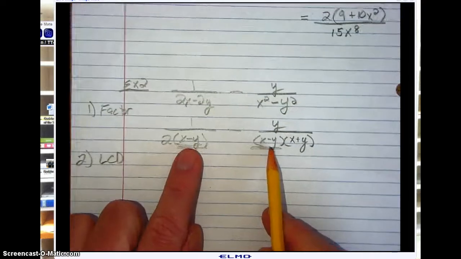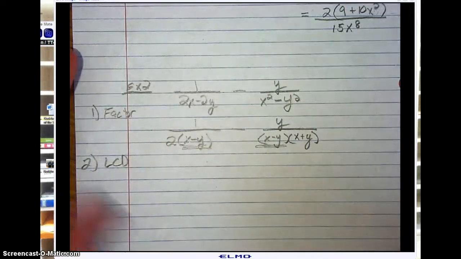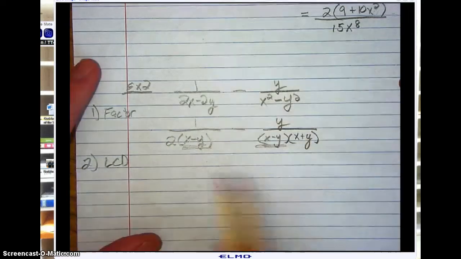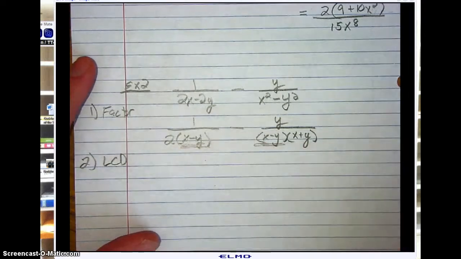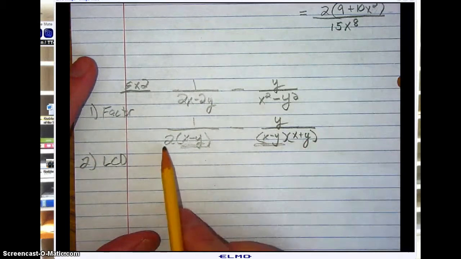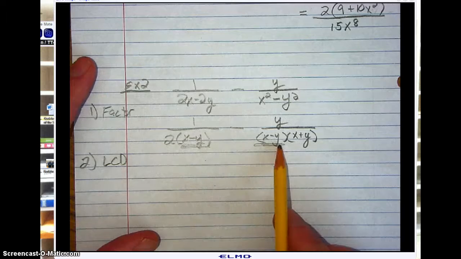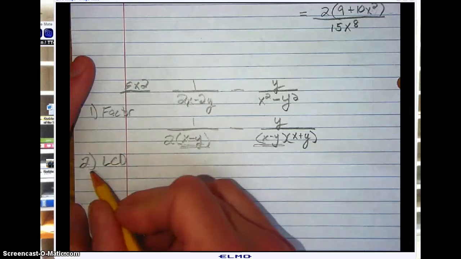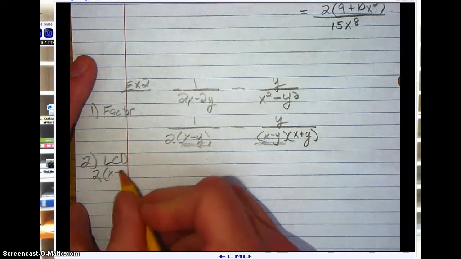Think of this as like a jealous brother or sister. Me and my brother always wanted the same presents, and we got jealous of each other if we didn't get it for our birthdays. Well, he got a 2 and an x minus y. I got an x minus y and an x plus y. What does he get that I don't have? See how he has a 2 and I don't have it? Well, we both want a 2. We both want an x minus y.